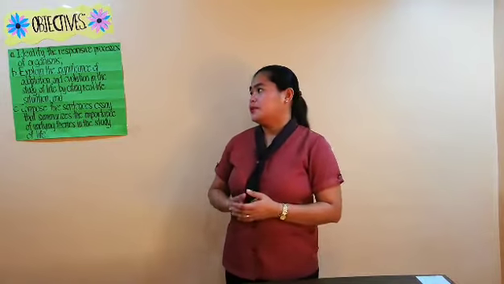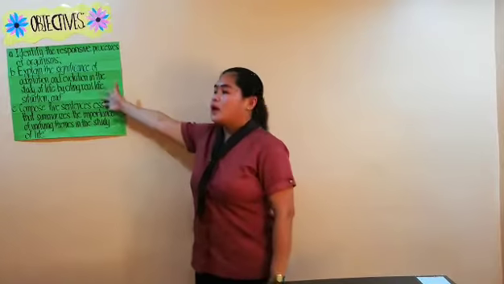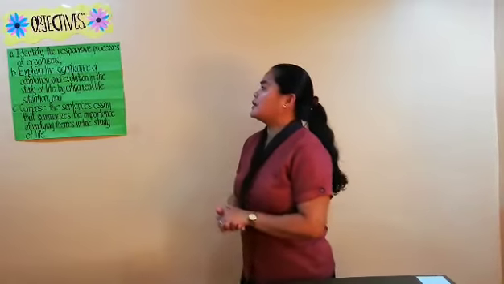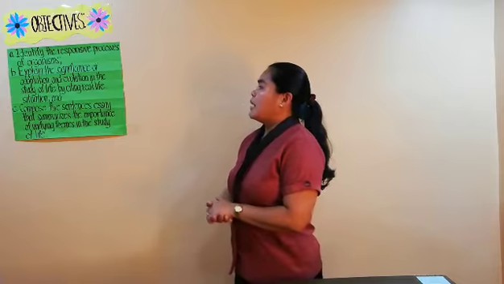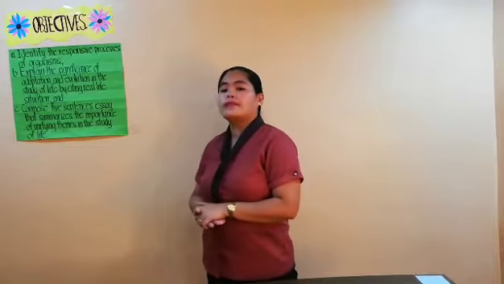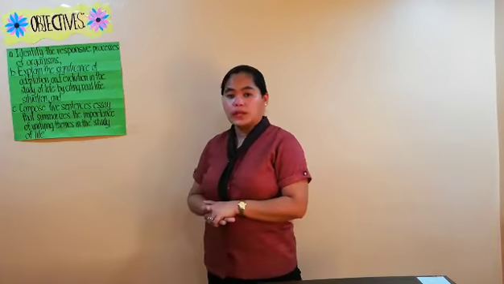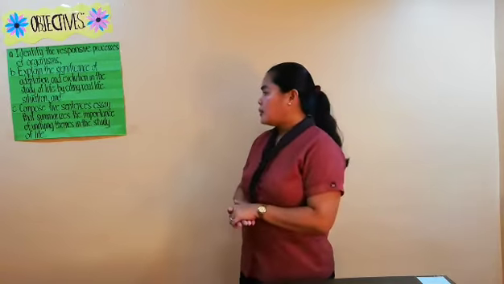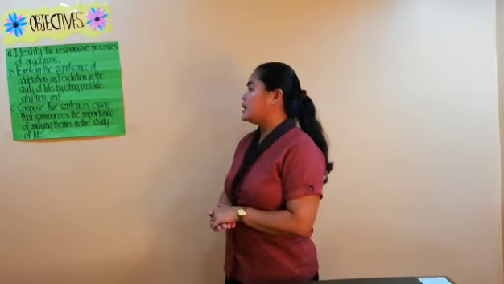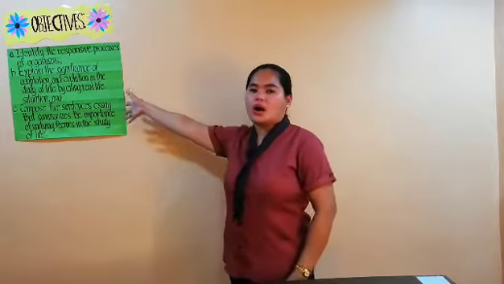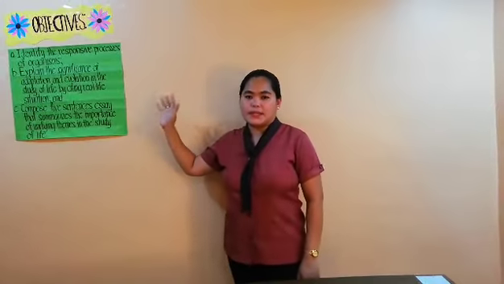Okay, very good, class. Let me present to you our lesson objectives for today's discussion. First is to identify the responsive processes of organisms. Second, explain the significance of adaptation and evolution in the study of life by citing real life situation. Then the last one, compose a 5 sentences essay that summarizes the importance of unifying themes in the study of life. So these are the objectives of our new topic for this morning.